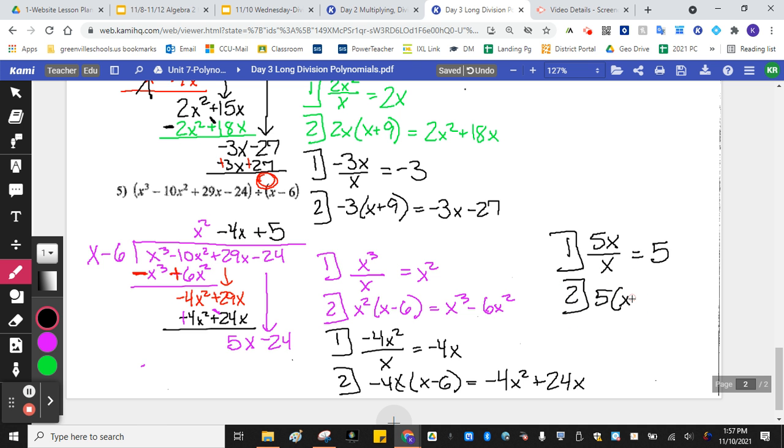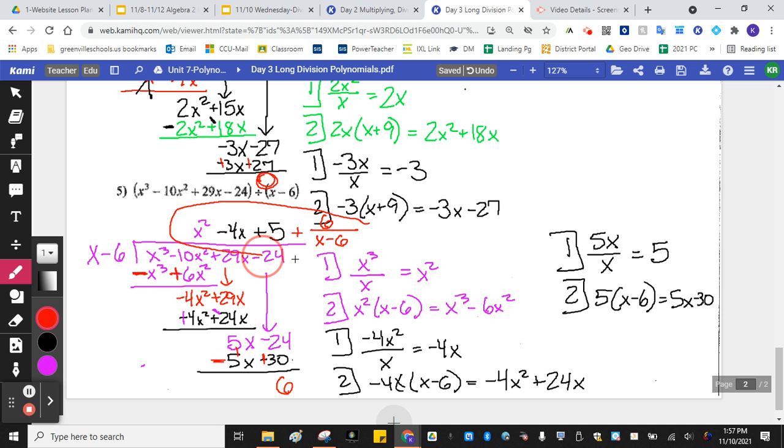5 times your divisor is 5x minus 30. You're subtracting. Subtracting the first one's no big deal, but a negative and a negative is a positive. So that's how you get your remainder of 6. What I do with it is I add it right here: I add 6 over x minus 6. And that's your answer. Make sure you put a plus sign or I'm taking off points.